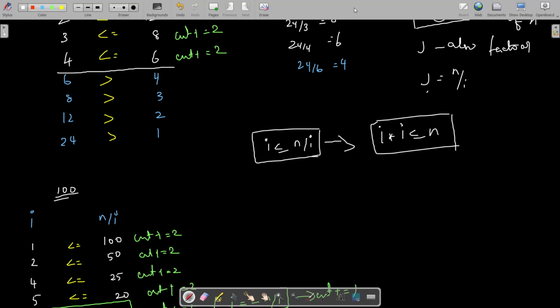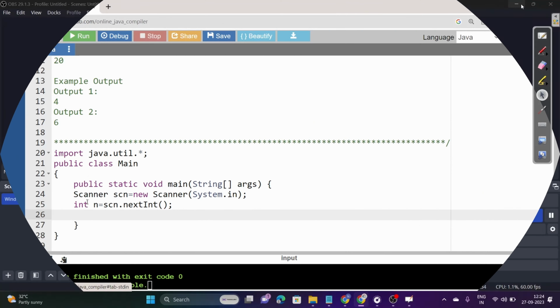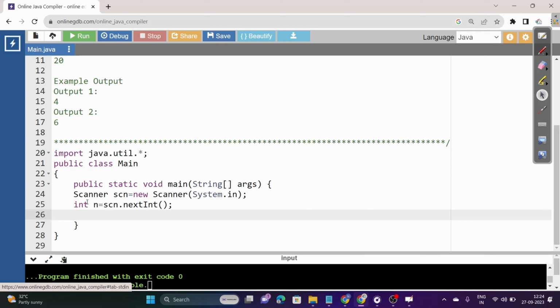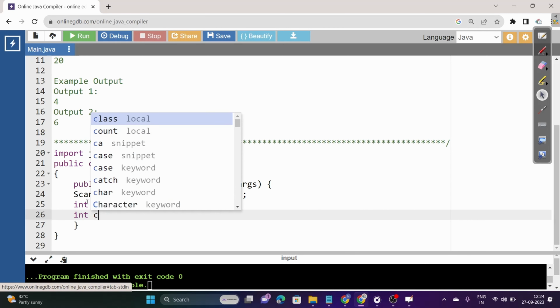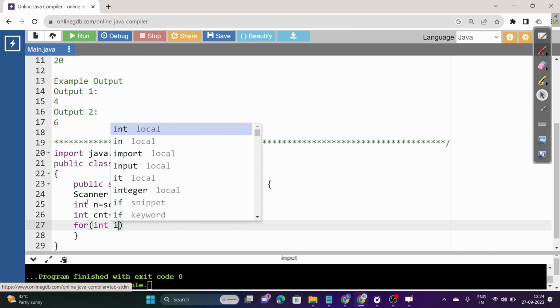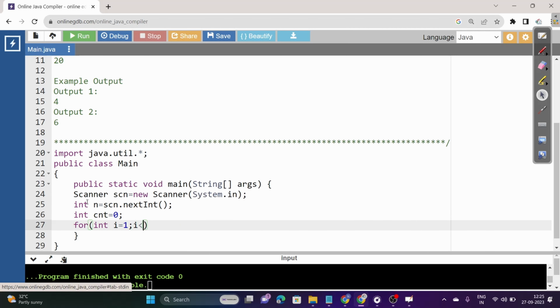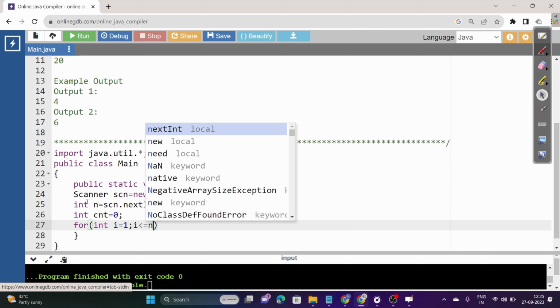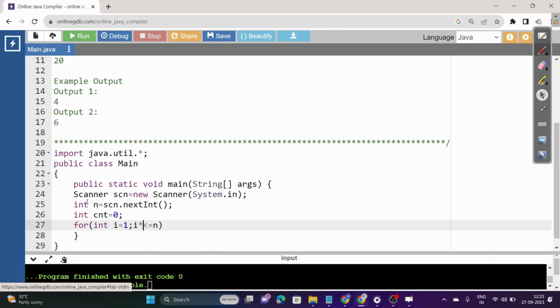Okay, without delay, let's get into the implementation, then you will get some idea. See, I am getting n from the user. Initially my count is 0. Then I am going to check for int i = 1; according to my expression, i * i ≤ n, because we can check up to the root. Then i++.